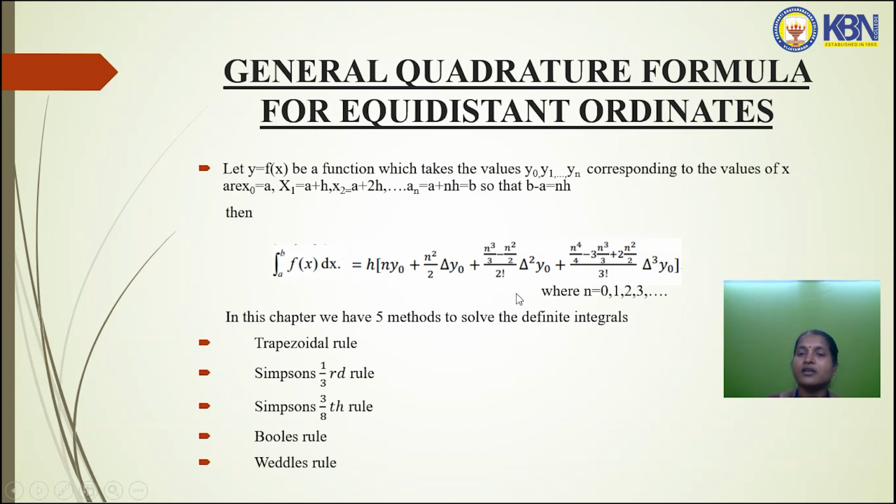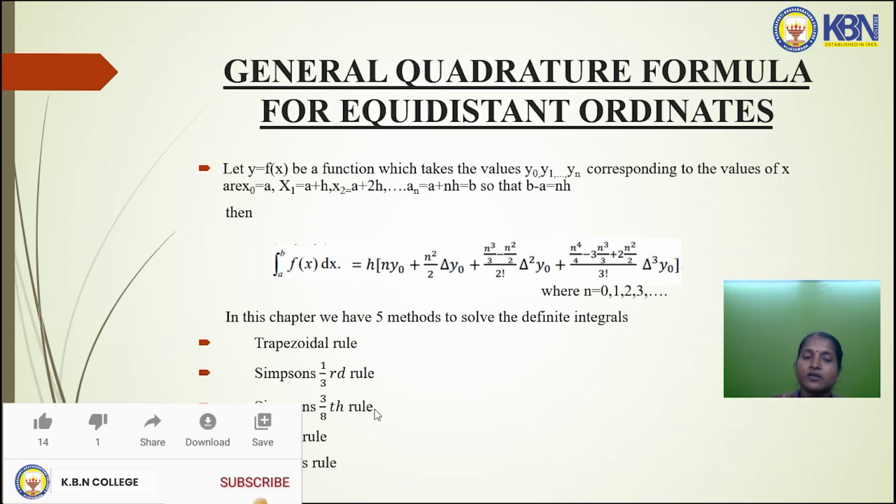In this general quadrature formula, we can put n is equal to 0, n is equal to 1, 2, 3 and so on. Then we get different quadrature formulas. In this chapter, we have 5 methods to solve definite integrals. One is the trapezoidal rule, the second one is Simpson's 1/3 rule, the third one is Simpson's 3/8 rule, the fourth one is Boole's rule, and the last but not least is Weddle's rule.